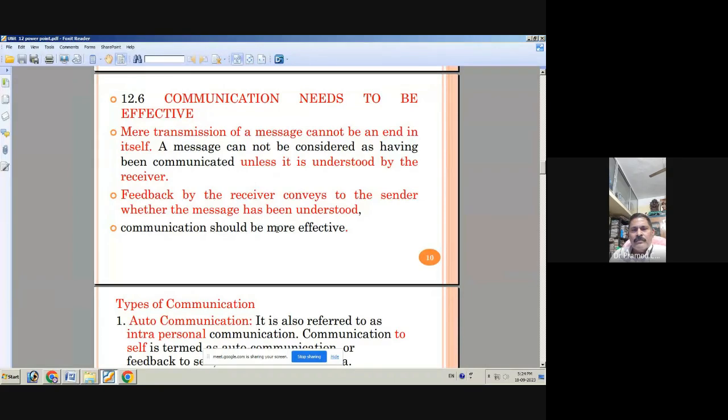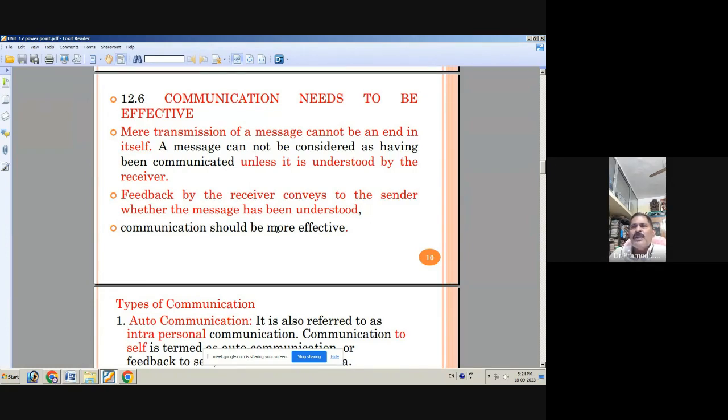Suppose I am explaining certain things. If you are not in a position to receive, then you will not be able to understand. So definitely the receiver must have the capacity to understand what type of message is being transmitted by the sender. The sender must think about the capabilities or capacities of the receivers. Otherwise, the receivers will never accept it.